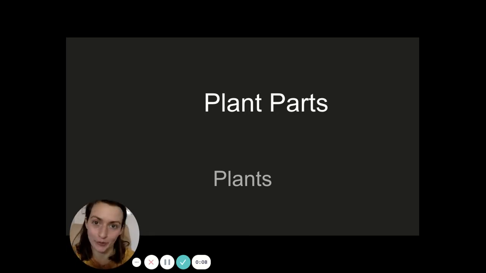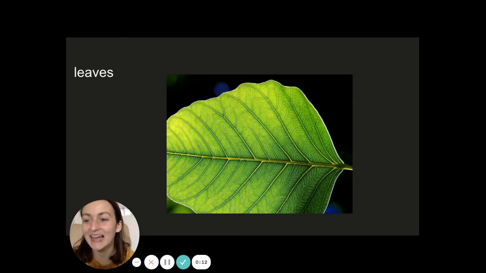So we have very important vocabulary today. We're going to start with leaves. Leaves are the part of the plant that makes food for the plant. So leaves actually make food for the plant. Isn't that cool? They look like this.